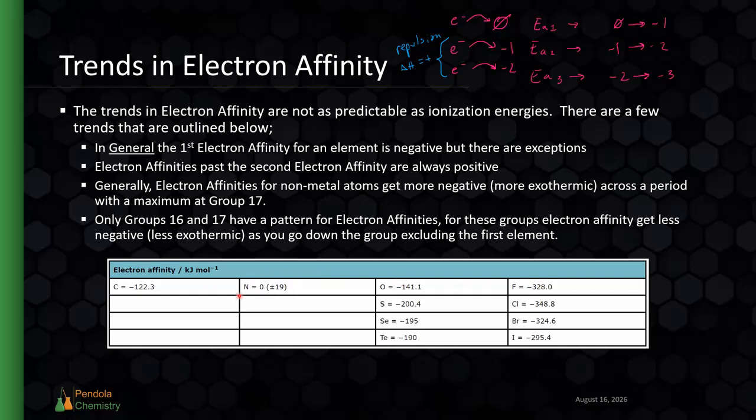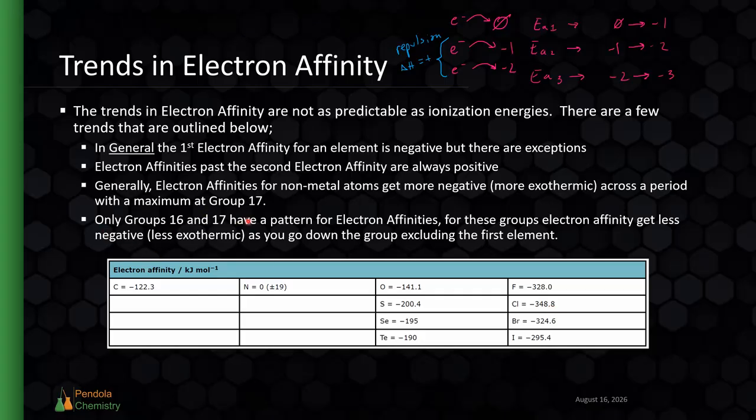If we ignore the nitrogen, which has its own unique challenges, we can see that it's getting more and more negative. If we look at sulfur and chlorine, which are in the same group, -200 to -348, more negative. Selenium to bromine, -195 to -324, more negative. So generally speaking, and again we say generally because of things like nitrogen, non-metal atoms are going to get more negative or more exothermic in electron affinity as we go across the period from left to right.